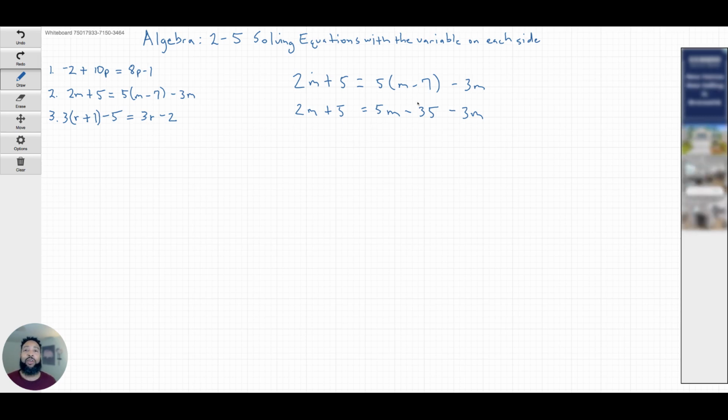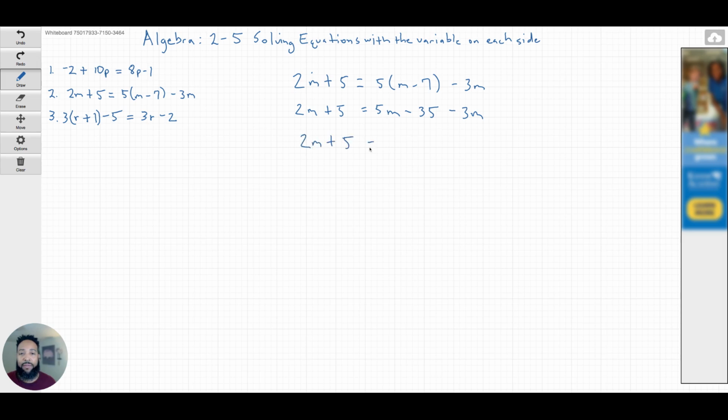So like I told you, you want to try and combine like terms so that you're down to one variable. So what I could do here is we have 2m plus 5 on this side. Then we have a 5m minus a 3m. So those are like terms. They have a number and the variable m attached to them. So 5m minus 3m would be 2m, and then we have left minus 35.